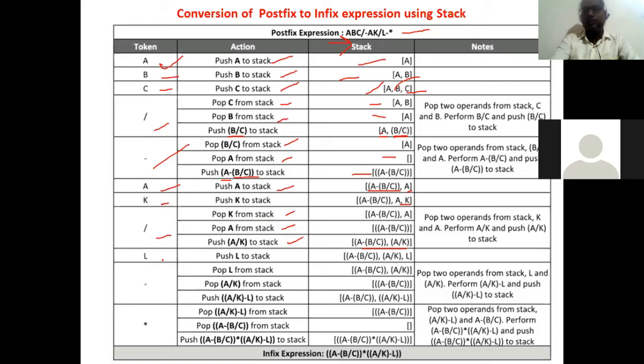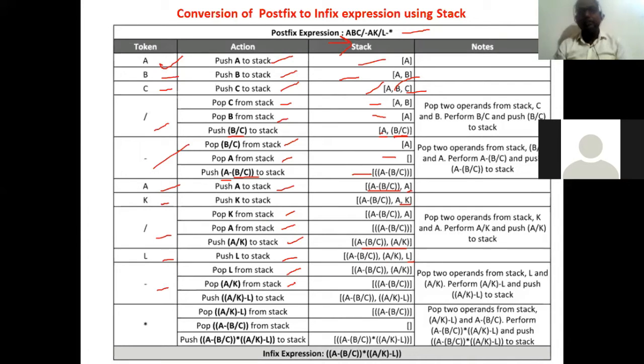Now get L. So push L onto the stack. After that, next symbol is minus again. So minus means you need to pop two elements from the stack. So first element L comes out, then the second element A divided by K comes out. So first element is L. Second element is A divided by K.